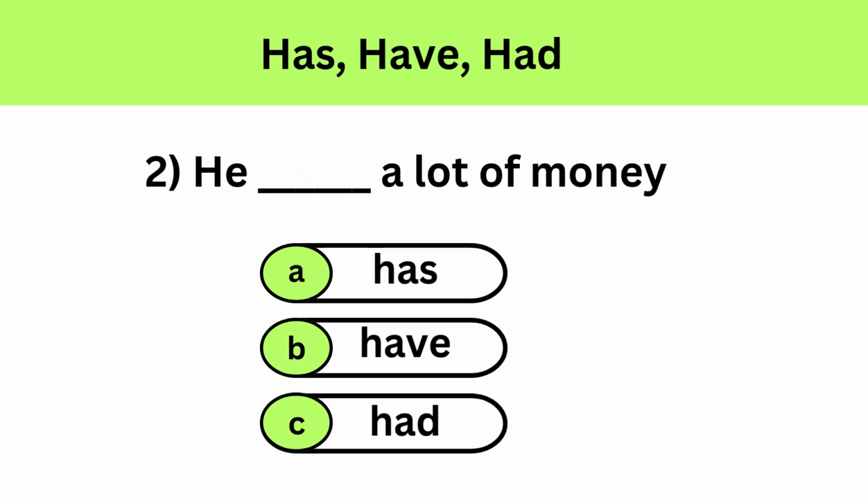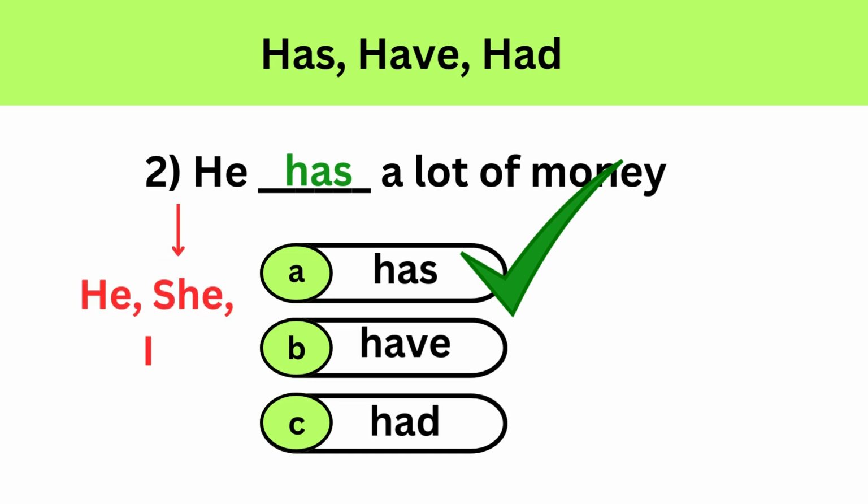Question number two. He dash a lot of money. Option A. Has. He has a lot of money. For subjects like he, she, it, we use has.